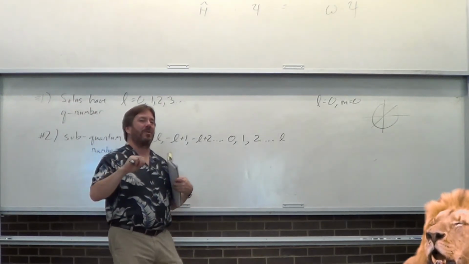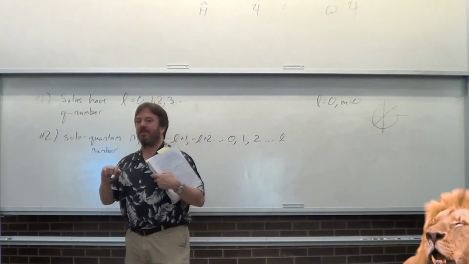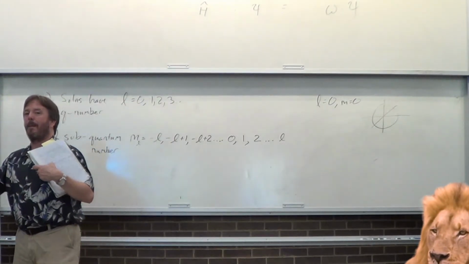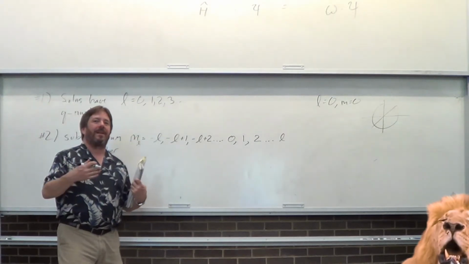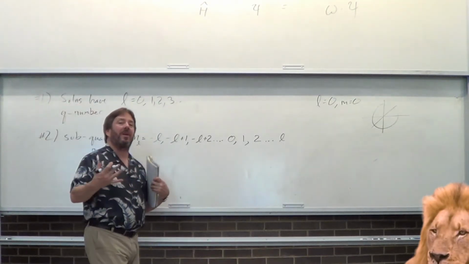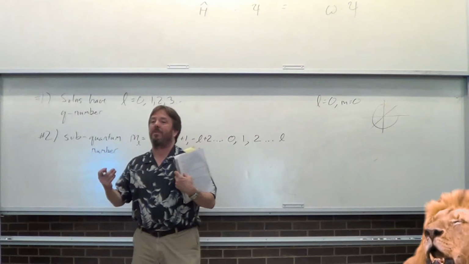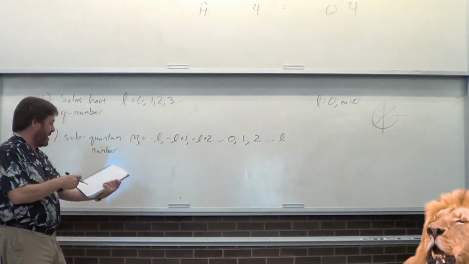If L is 2, there are 5 m's: -2, -1, 0, 1, and 2. D orbitals, right? That's where you get s, p, and d orbitals from. Degeneracies, right? They're degenerate because you're living in multiple dimensions. You can only have degeneracies when you're in multiple dimensions.